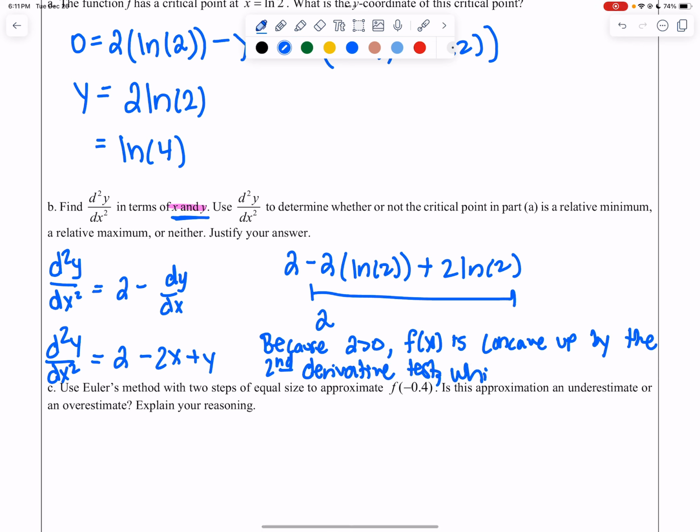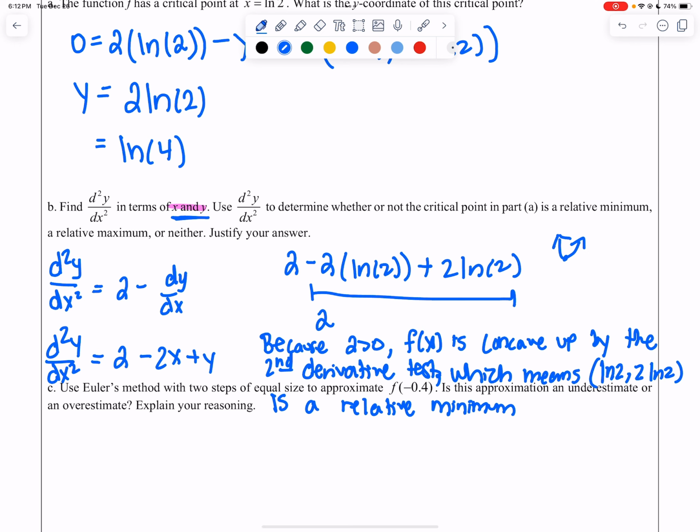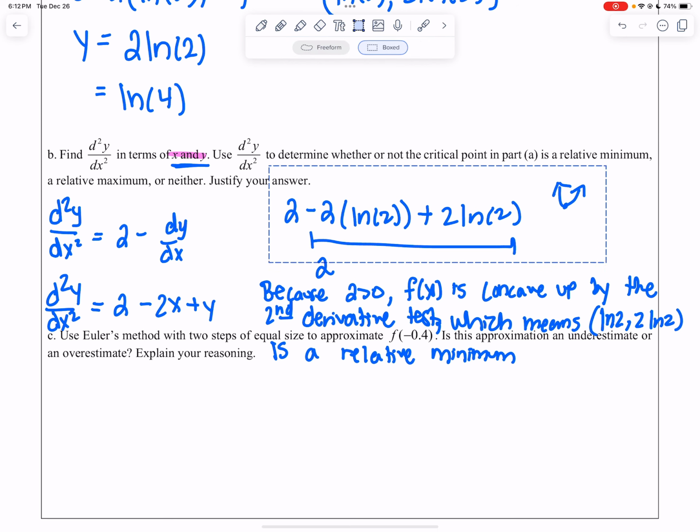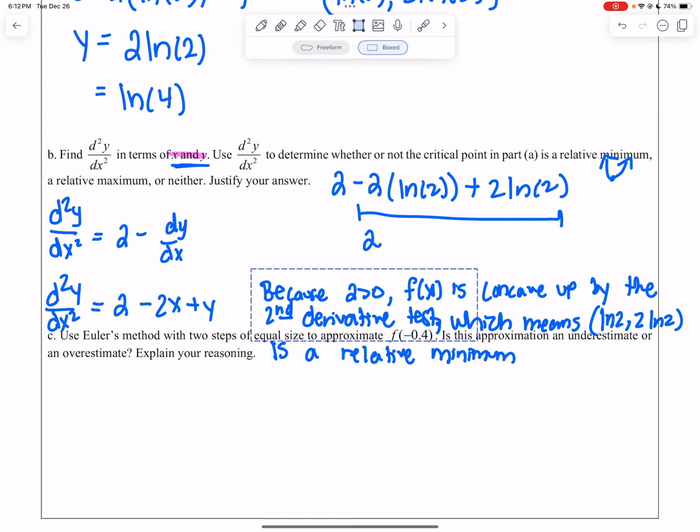Which means our critical point of ln of 2 to ln of 2 is a relative minimum, since it concaves up. So we know that our critical point here is a relative minimum.